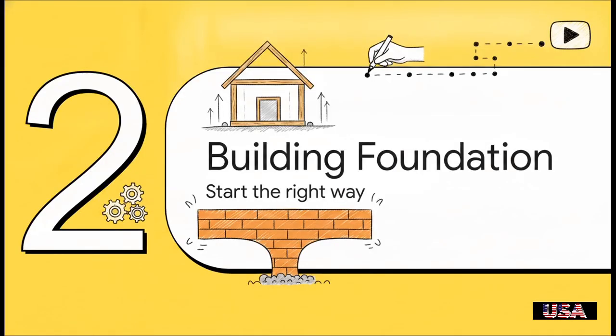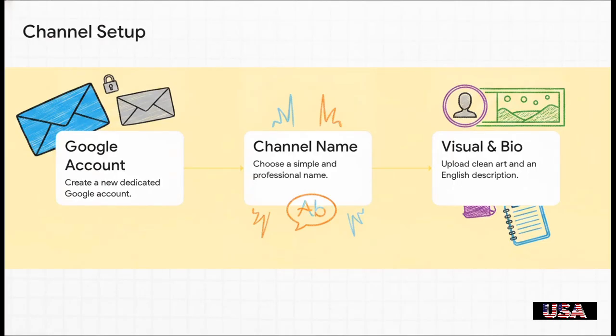Moving right along to section 2, building your foundation. This is where deliberate choices separate the pros from the amateurs. The source really emphasizes starting with a clean slate. First up, you'll want to create a brand new, dedicated Google account. Keep your personal and brand stuff separate. It makes management so much easier.